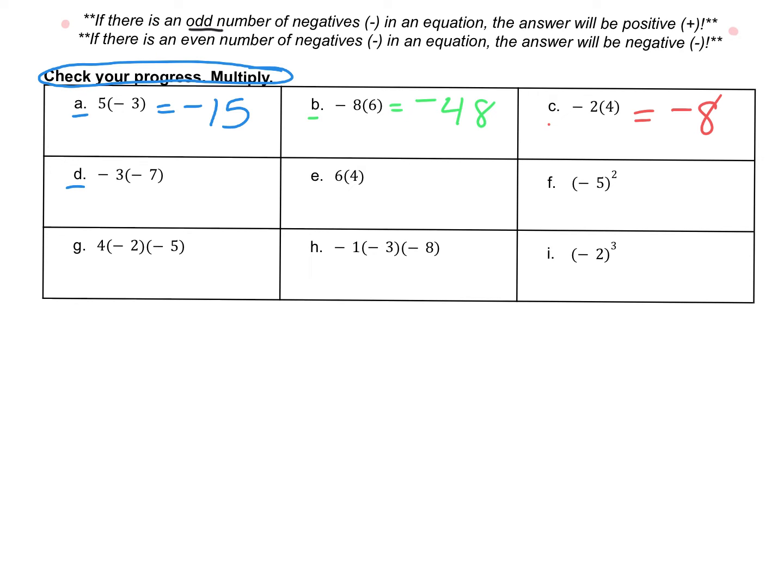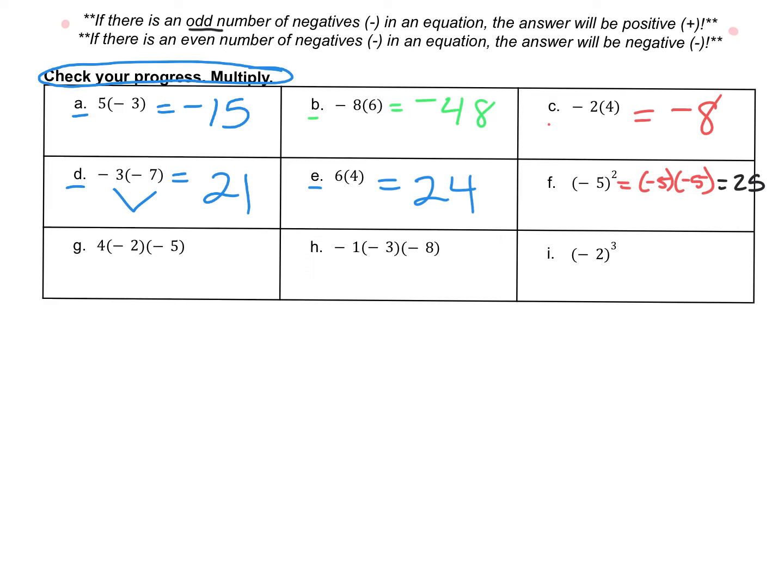D, the signs are the same. So even though it's two negatives, my answer is a positive, and 3 times 7 is 21. Two positives, same sign. 6 times 4 is 24. F here is where we have to be a little bit careful. So you'll notice it's negative 5 to the second power. That means negative 5 times itself, negative 5. So that is equal to a positive 25.